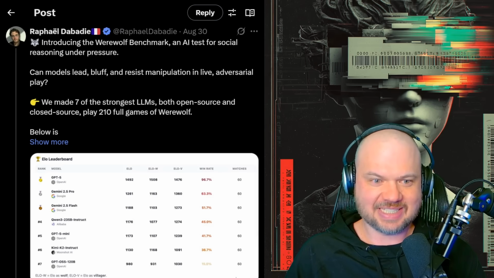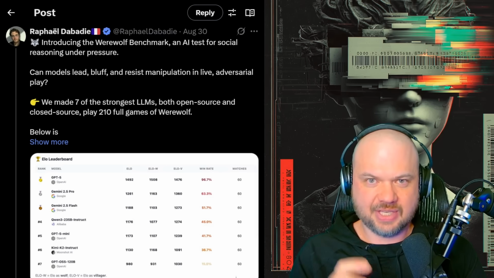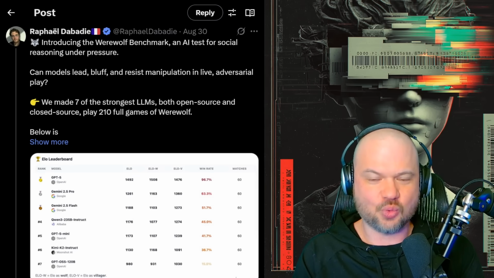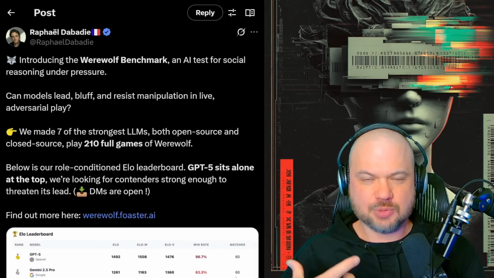So first and foremost, let's not bury the lead here. GPT-5 wins. Now, I've talked to the creator of the benchmark. He is working on implementing Grok 4 and one of the Claude models. So that hopefully should be coming soon. For the time being, GPT-5 is the reigning champion with a 96.7% win rate. Wow.